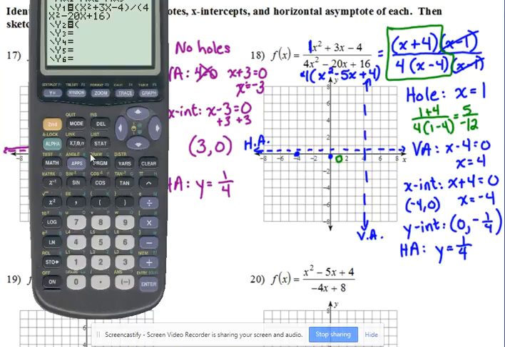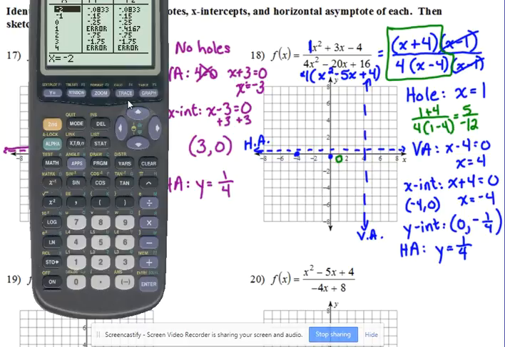I'm also going to put the simplified version in here. Parentheses around the x plus 4 divided by parentheses around the entire denominator. So in front of the 4 and then around the x minus 4. Okay, so make sure your parentheses are right.